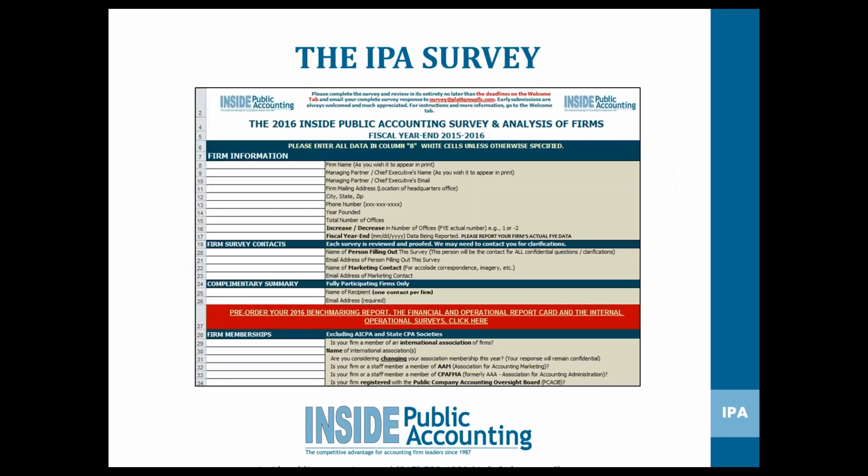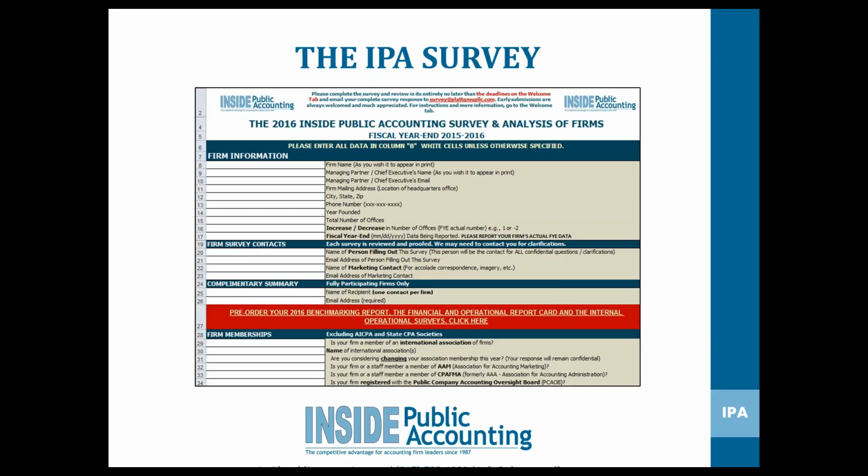So let's start with a quick frame of reference regarding the IPA survey. The IPA Survey and Analysis of Firms is a comprehensive benchmarking survey that covers key financial and operational performance measures. We're anticipating about 600 accounting firms participating this year, making the populations you can compare yourself to both robust and more meaningful.